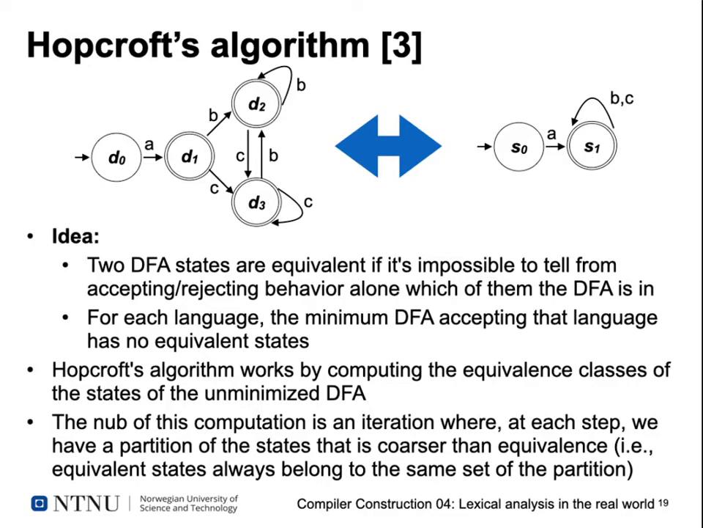So the algorithm by Hopcroft actually works by computing equivalence classes of the states of the unminimized DFA here. So it tries to figure out, are some of these states equivalent? And you might see like D2 and D3, there's some symmetry in there. So maybe some of this might already work out for minimizing it. And the base of this computation is an iteration where in each of the steps we perform, we have a partition of the states that is coarser than the equivalence. So then equivalent states always belong to the same set of the partition. And if we did this partition here using equivalent states, then we can combine these.